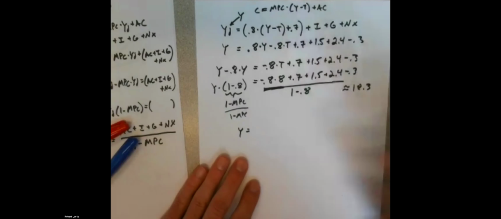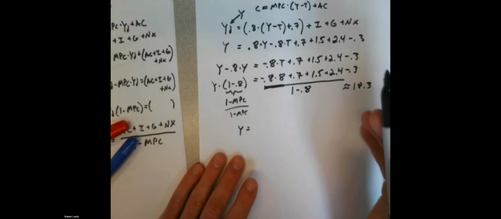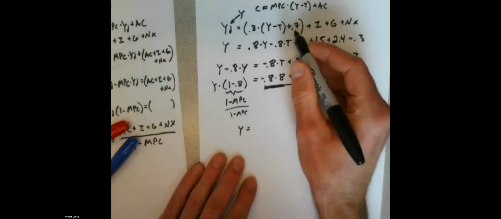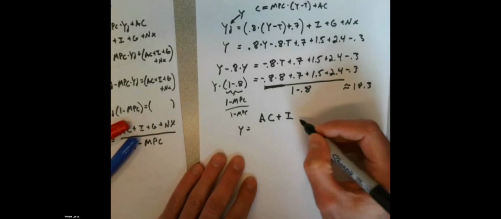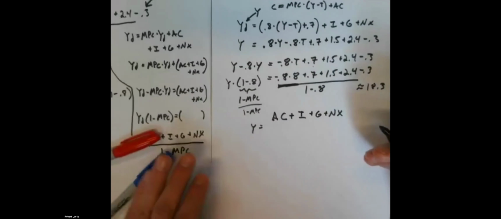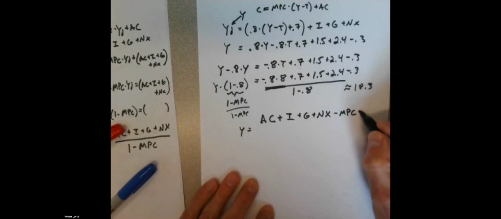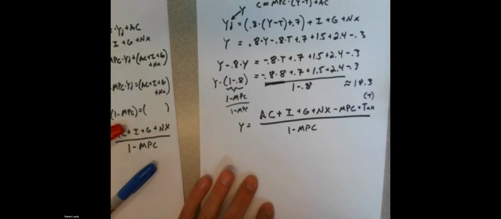So I have that value, but if I'm writing this out in general terms, what did all these numbers represent? Well, I'll rewrite this in order. I think it'll help. We had autonomous consumption, that was our 0.7. We then added in our investments, our government spending, and our net exports. The only difference now, compared to what we were doing before, is we also have to subtract our marginal propensity to consume times whatever the value of taxes was. Generally, I'll use T to notate that. And then we divided by 1 minus our marginal propensity to consume.